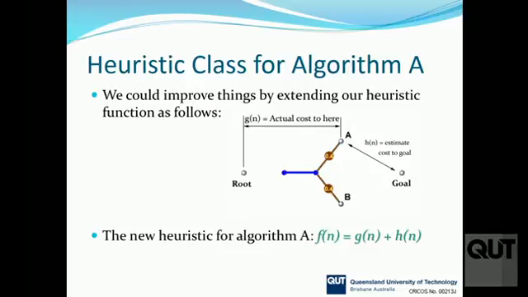Alrighty, I'm going to give us a break now because it's about 10 to 11. So I'll come back at 11 o'clock and then I'll talk about the A-star search algorithm.